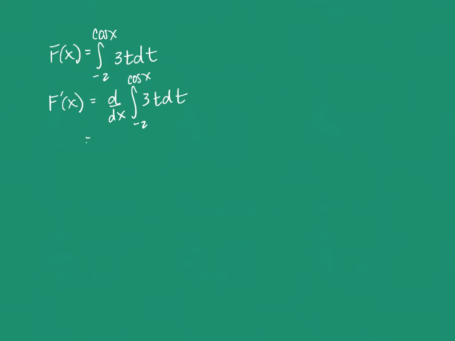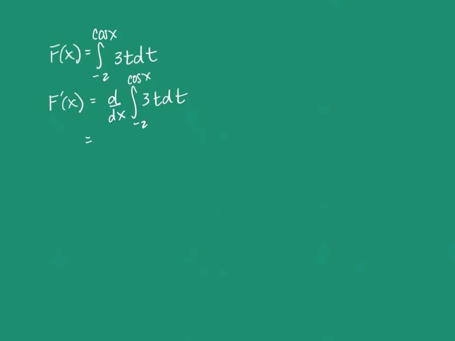So again, we have f of x is equal to the integral from -2 to cosine of x of 3t dt. The question a lot of you missed was when it asked us to find f prime of x, which means the derivative. If we're finding the derivative, that means we're using second FTC. First FTC is what we just did. Second FTC is when you're taking a derivative of an integral.